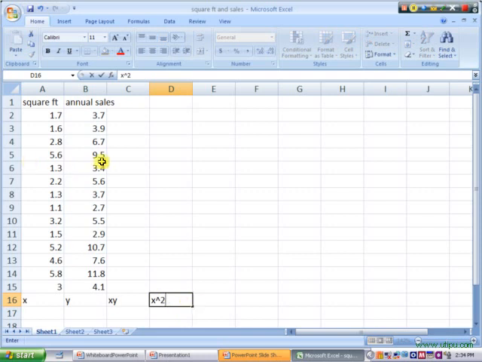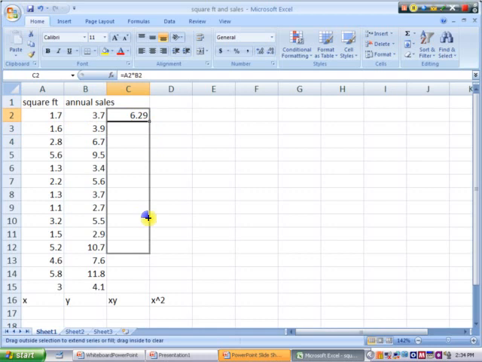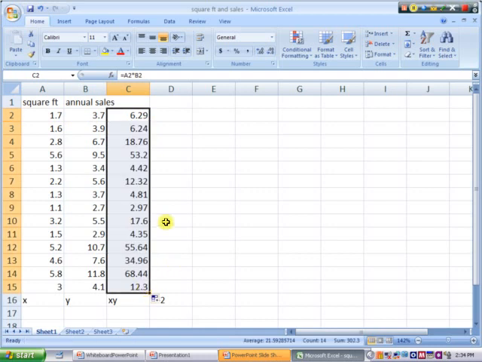So we already have X, we already have Y. To get XY, we're going to need equals this number times this number. The 6.29 is the product of these two numbers, and let's just drag this on down. It'll do it for everything here.